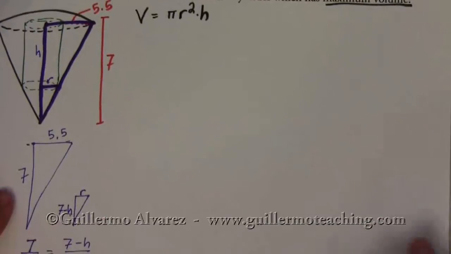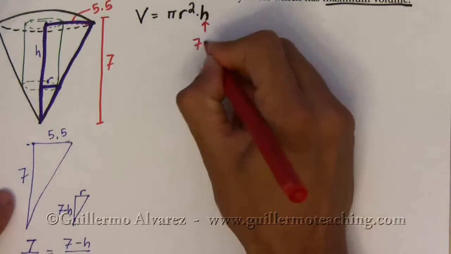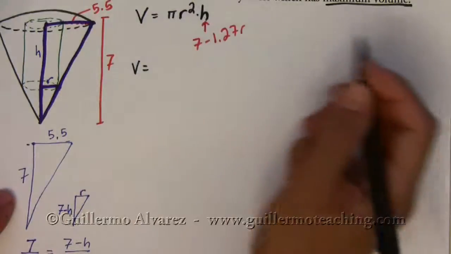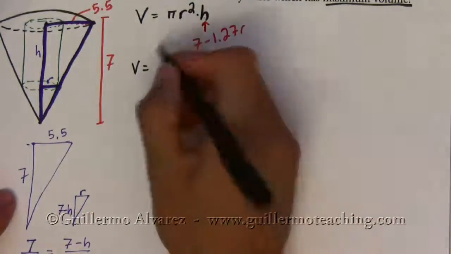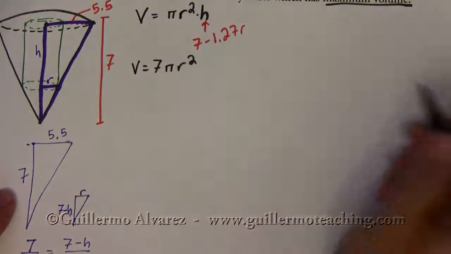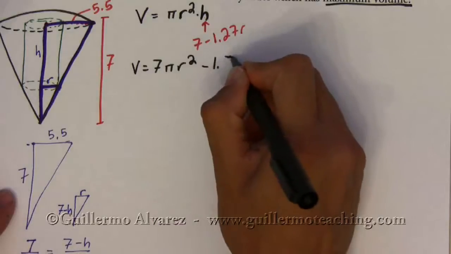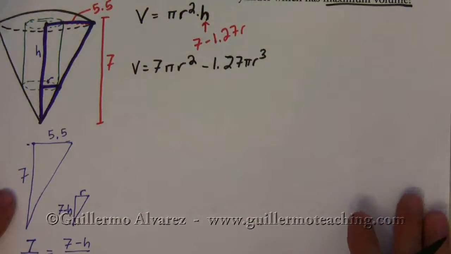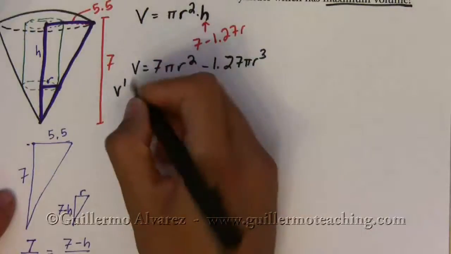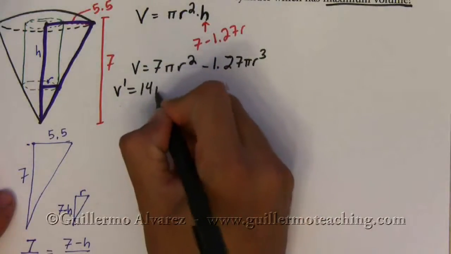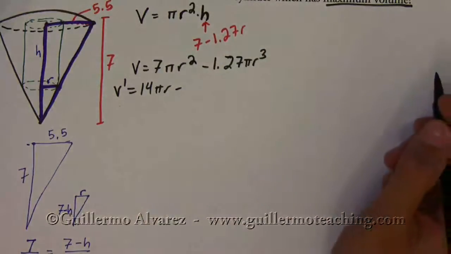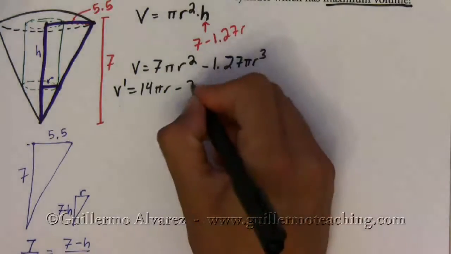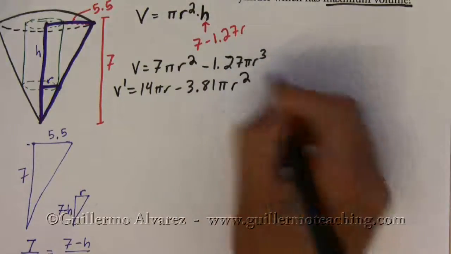And so I can go back here and plug it in. H is equal to 7 minus 1.27 r. Then I can get my new formula for the volume. The volume is going to be 7 pi r squared minus 1.27 pi r cubed. And now this I can get the derivative of. The derivative of this function is simply 14 pi r minus 3 times 1.27. That's going to be 3.81 pi r squared.